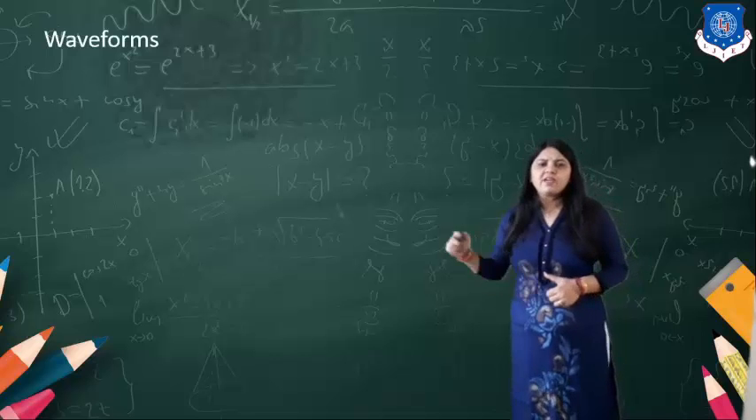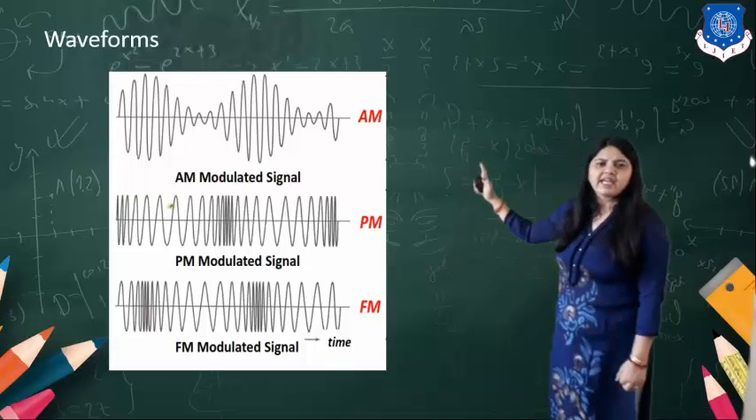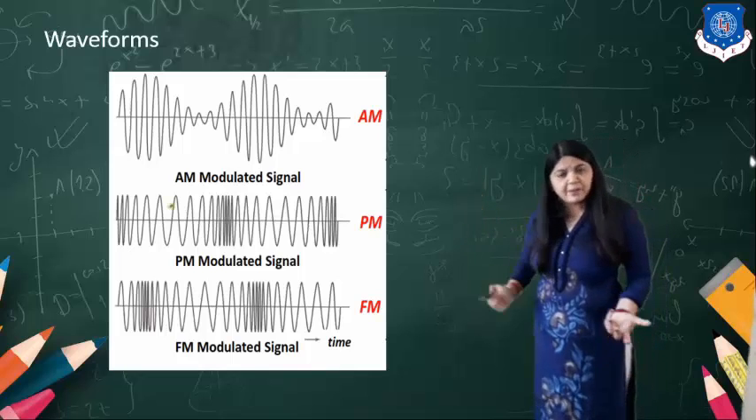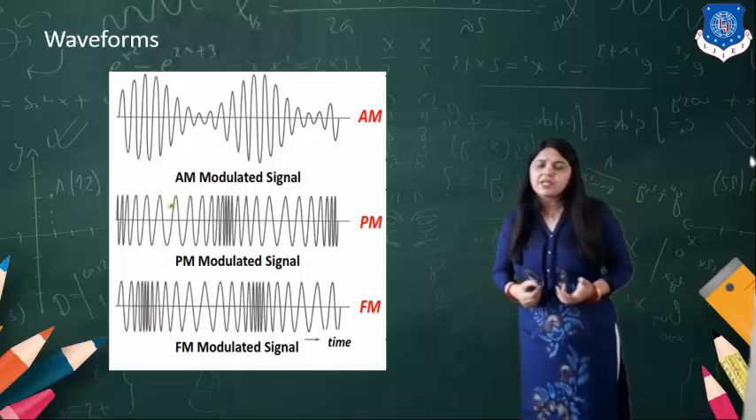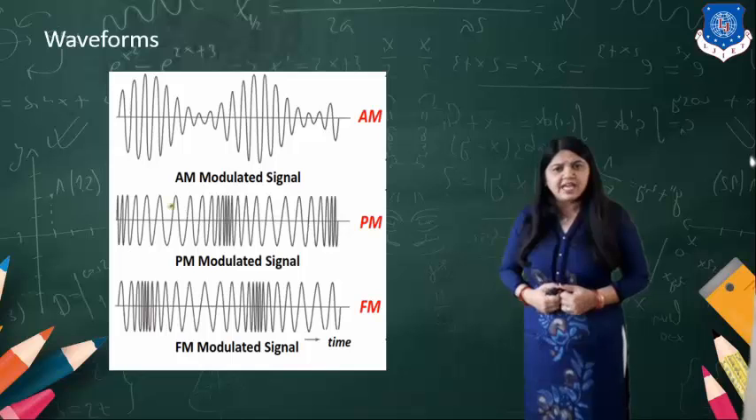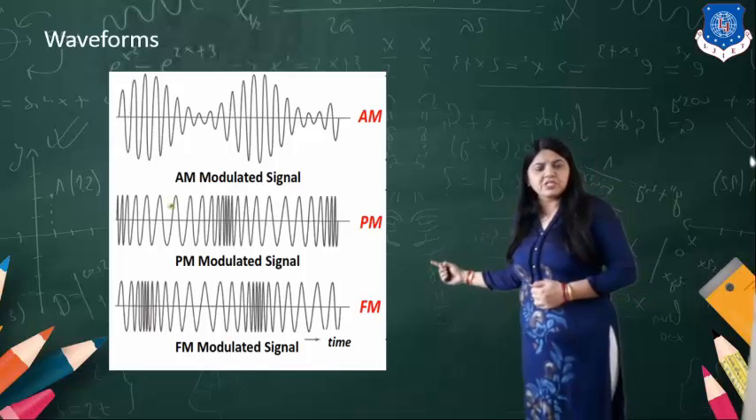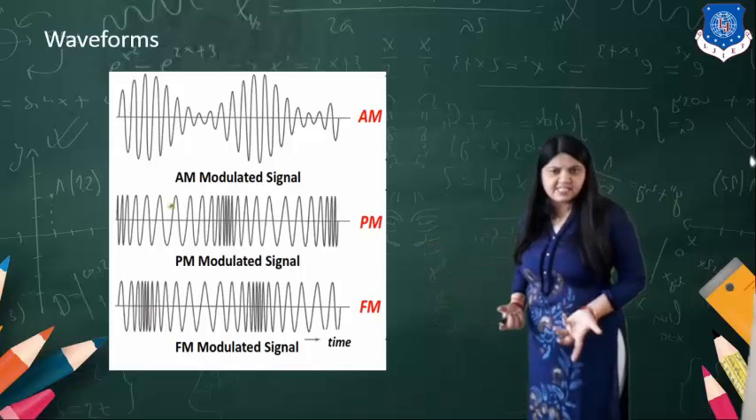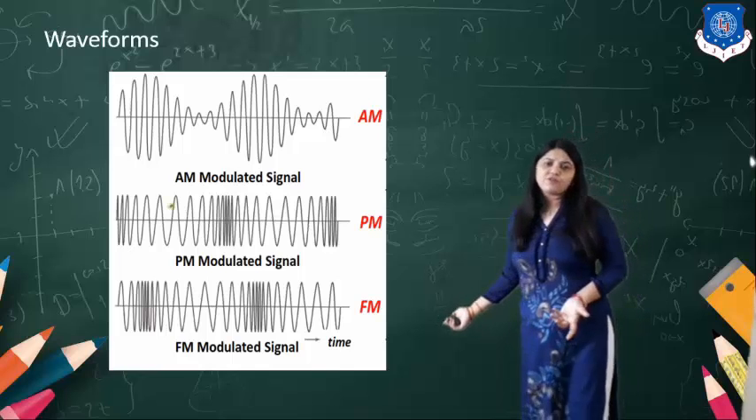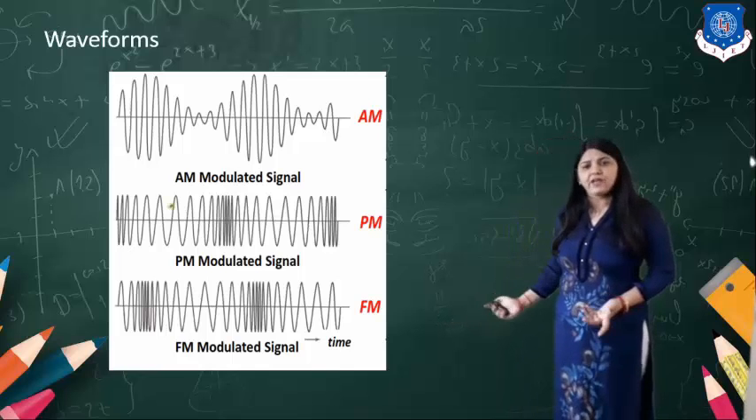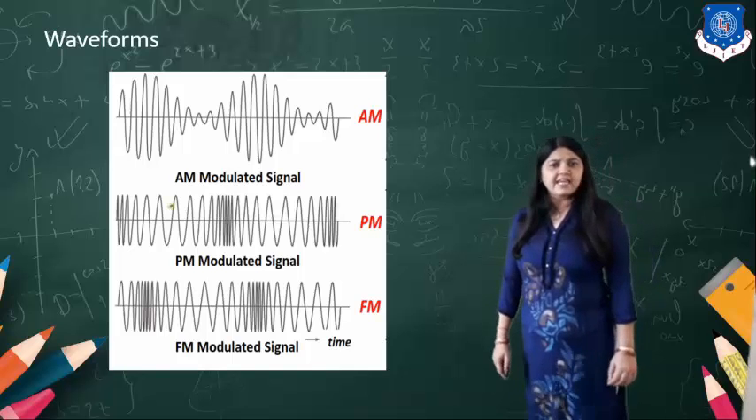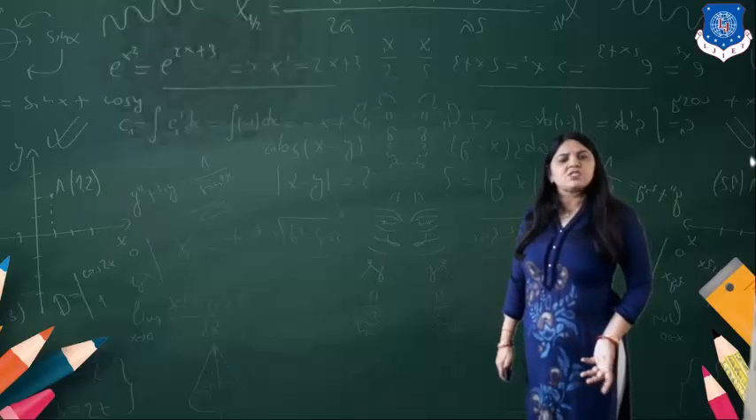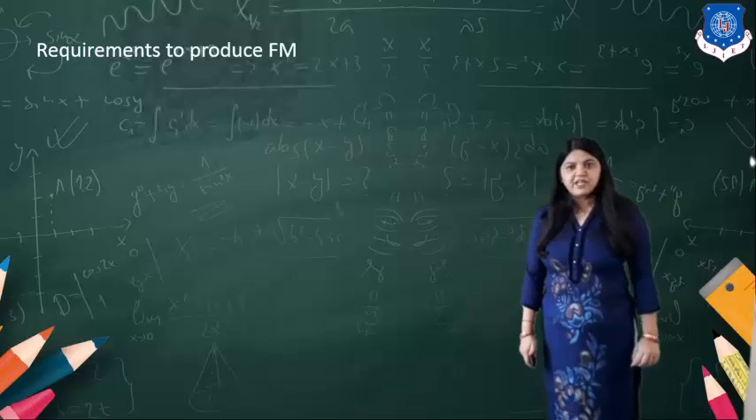So this way we have the waveforms for the AM, PM and FM. As we know, in AM, the carrier amplitude is changed according to the amplitude of the modulating signal. In phase modulation, the carrier phase is changed according to the amplitude of the modulating signal. And in frequency modulation, the frequency of the carrier signal is changed according to the modulating signal amplitude. So we find the change in the frequency.